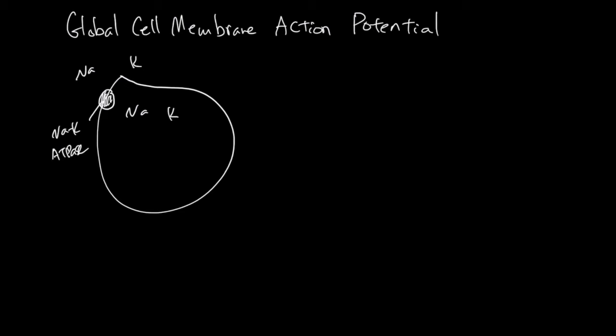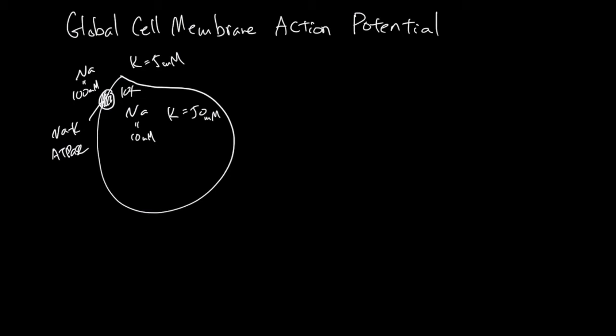So it's trying to set it up so that on the outside you have 5 millimolar of K and inside it's 10 times more, 50 millimolar. And for Na, outside you got about 100 millimolar, inside is 10 millimolar. Again, a 10x difference between the in and out for these ions.